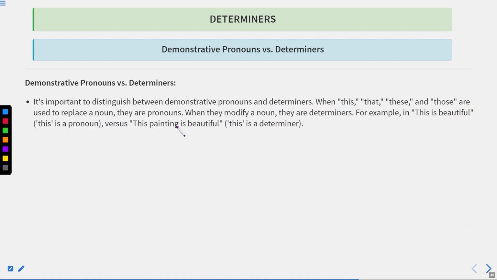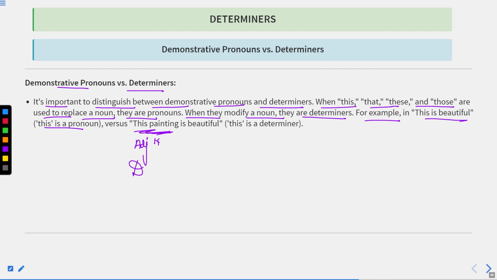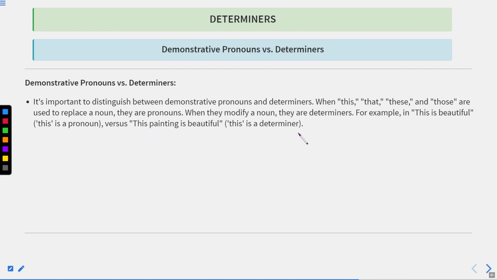Now, demonstrative pronouns versus determiners. It is important to distinguish between demonstrative pronouns and determiners. When this, that, these, those are used to replace a noun, they are pronouns. When they modify a noun, they are determiners. For example, this is beautiful. This is a pronoun, versus this painting is beautiful. So painting is the noun, whereas this is the determiner.